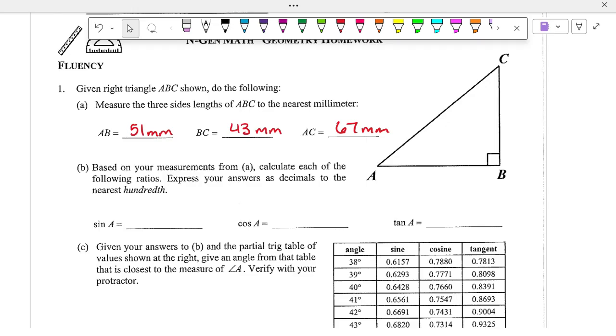All right, so go ahead and get started on that. I'm going to come around and check your homework from yesterday and the day before. So yesterday was pages 7 and 8. Monday's was 3 through 4. So have that ready to go. I'm going to come around and check.